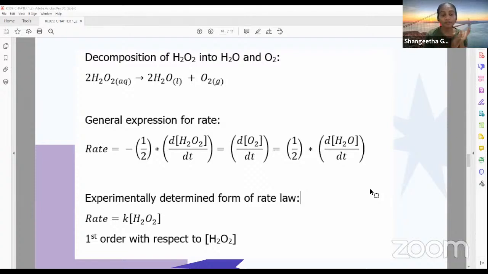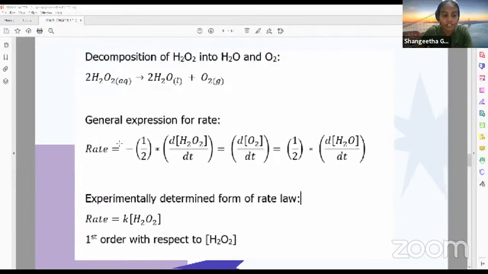So, decomposition of H2O2 into H2O and O2. This is one example. We actually used this example in our previous lessons. So the general expression for rate, the rate equation.